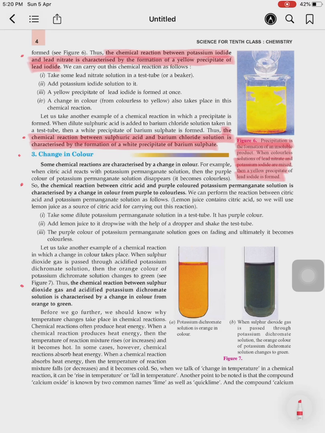Now we'll observe the change in color, certain examples in which you will see the change in color. First example is the chemical reaction between citric acid and purple color potassium permanganate solution, characterized by change in color from purple to colorless. Remember, you need to remember these changes. The second example, the chemical reaction between sulfur dioxide and acidified potassium dichromate solution, is characterized by change in color from orange to green.